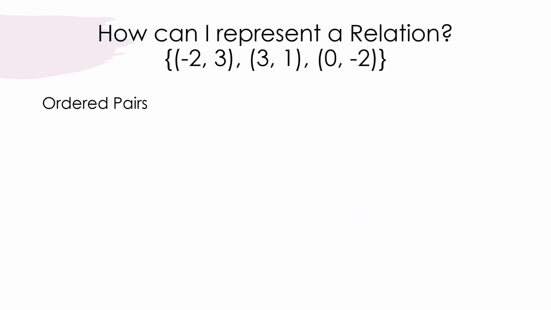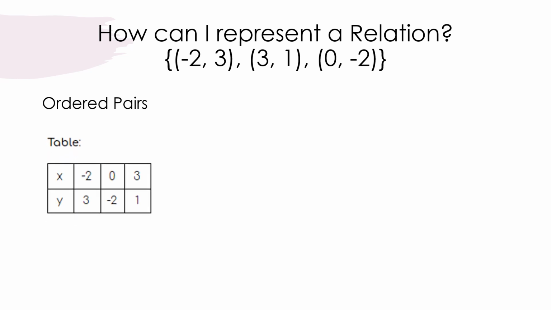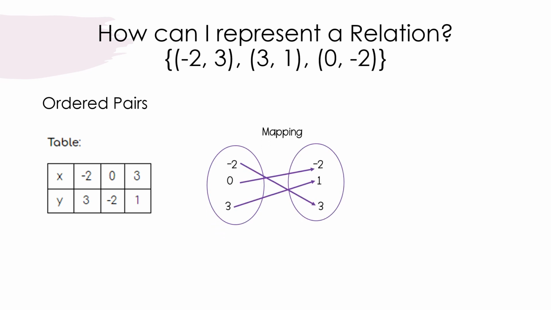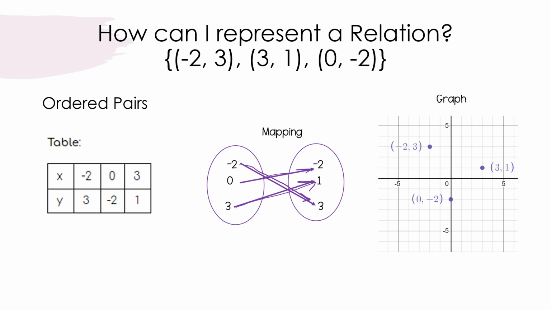So how can you represent a relation? First, we can represent it as a set of ordered pairs, as the first two examples were. From those ordered pairs, we can display it a variety of different ways. We can display it as a table, or a mapping, which might be new to some of you, where we look at the arrows. -2 maps to 3 by following the arrow. 0 maps to -2, and 3 maps to 1. Because we have ordered pairs, we can also represent our relation as a graph. And lastly, sometimes we can even represent these as an equation or a function rule.